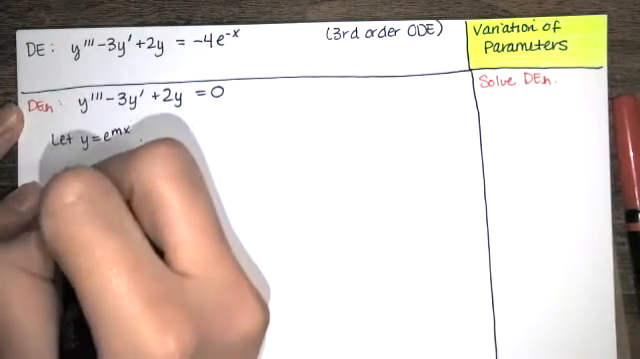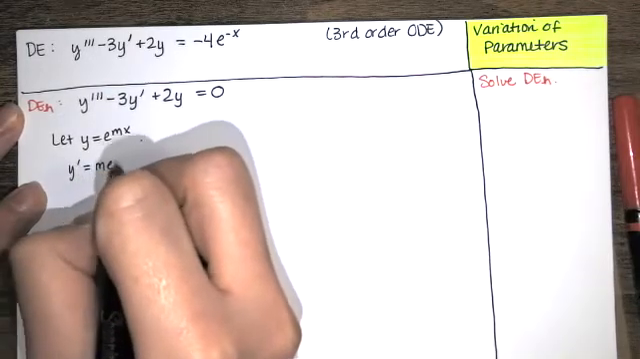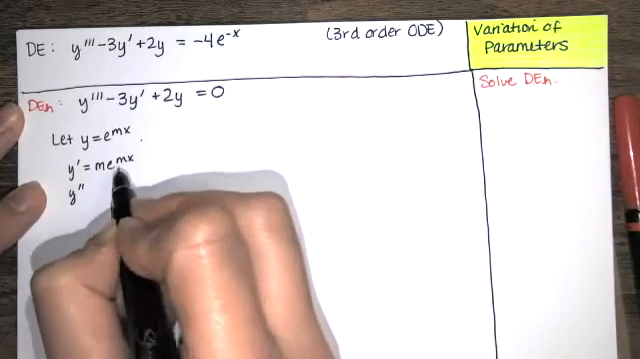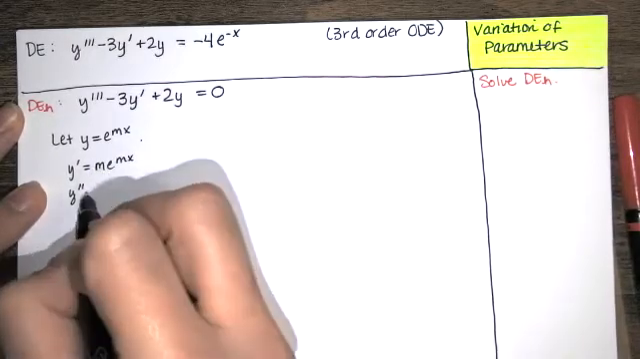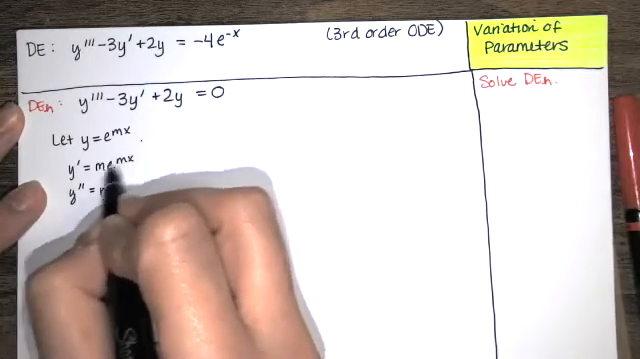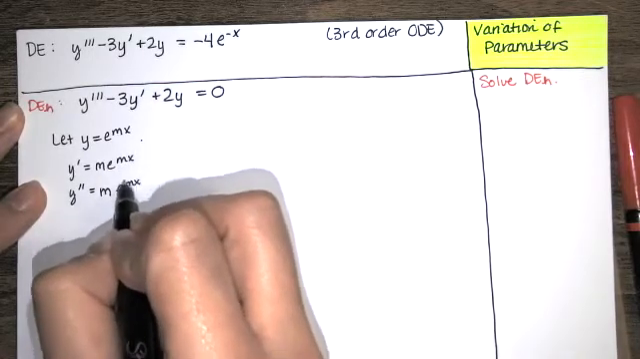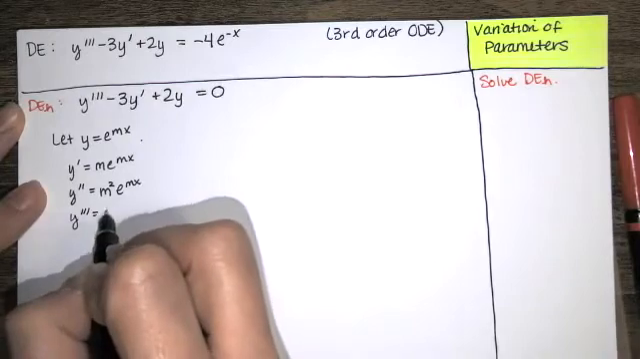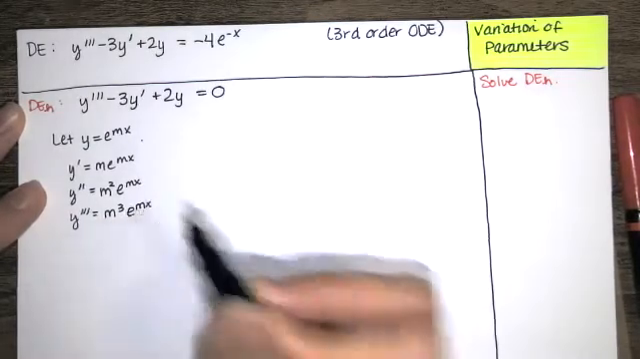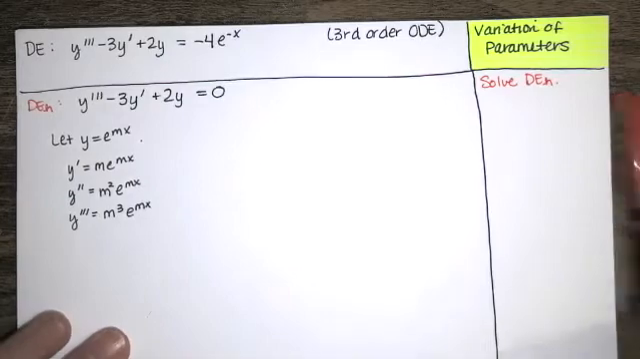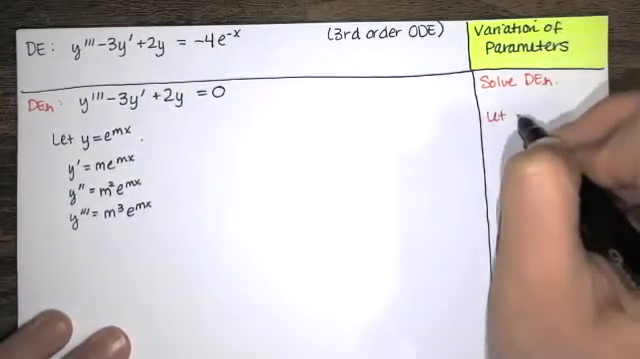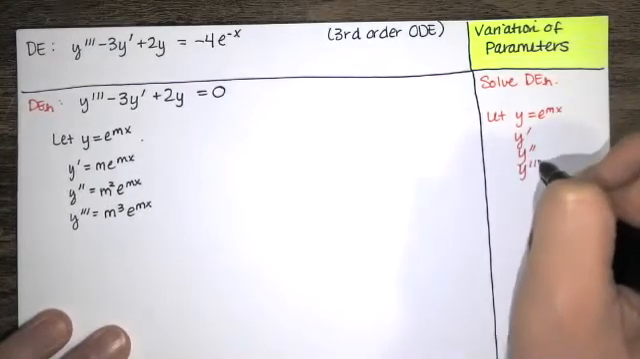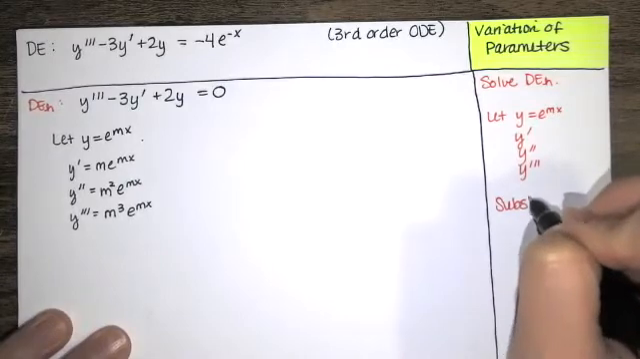If we let y equal e to the mx, then the derivative of y is m times e to the mx. So the derivative of an exponential is that exponential times the derivative of the inside by the chain rule. And then we take the derivative of the exponential again, times the derivative of the inside by the chain rule, so we get another m. And it's a third order differential equation, so we take the third derivative. And that leads to another factor of m because we're applying the chain rule. So we compute the first, second, and third derivatives, and then we substitute into the differential equation.